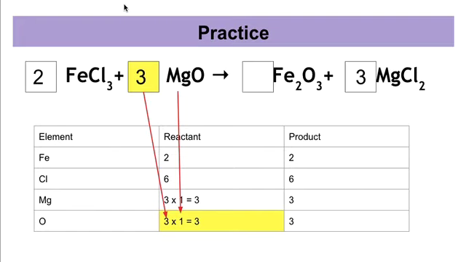The arrow is actually wrong here. It should be pointing to O. But now I have to balance the oxygen as well. And so 3 times 1 gives me 3. Looks like I've actually ended up balancing this.